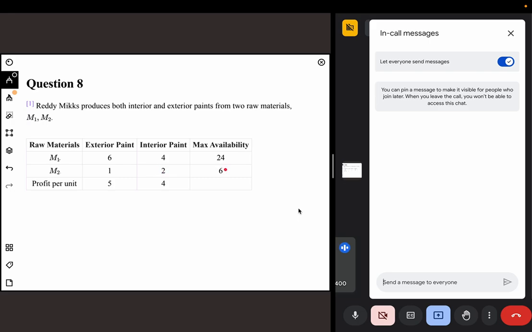And we also have the maximum availability of M1 and M2. This is basically the stock that is available in your house. So this is the total stock available for material 1 and this is the total stock available for material 2. When I produce exterior paint, I can sell it at 5 per unit, whatever the currency scale, and similarly 4 per unit of interior paint. So these are the profits per unit.